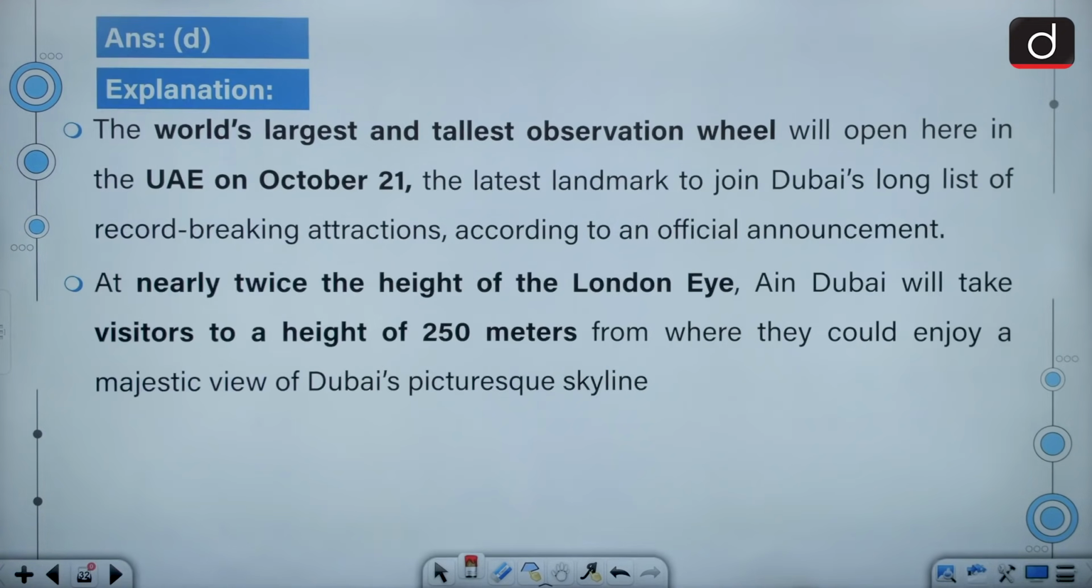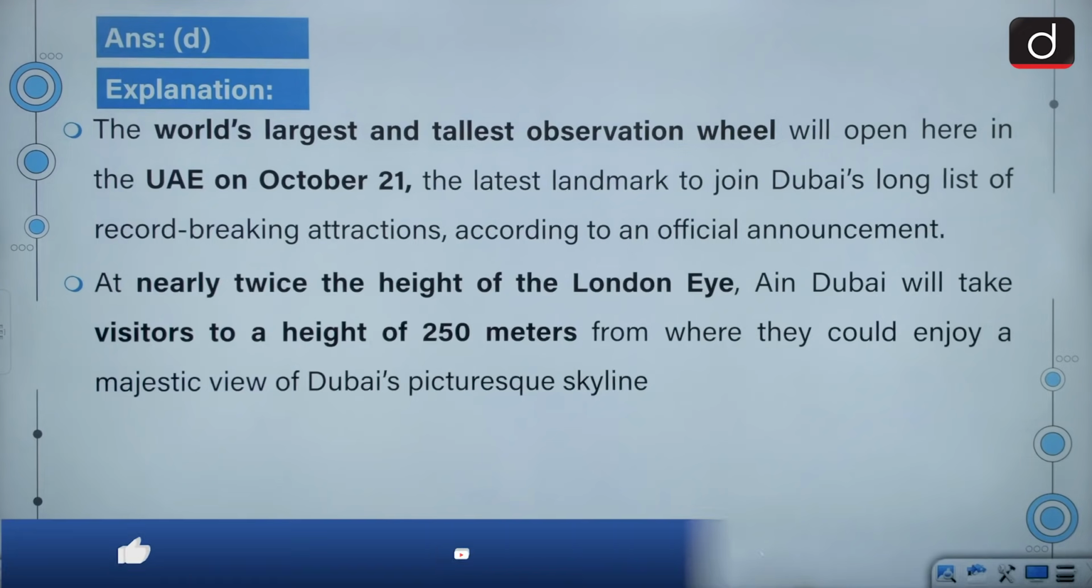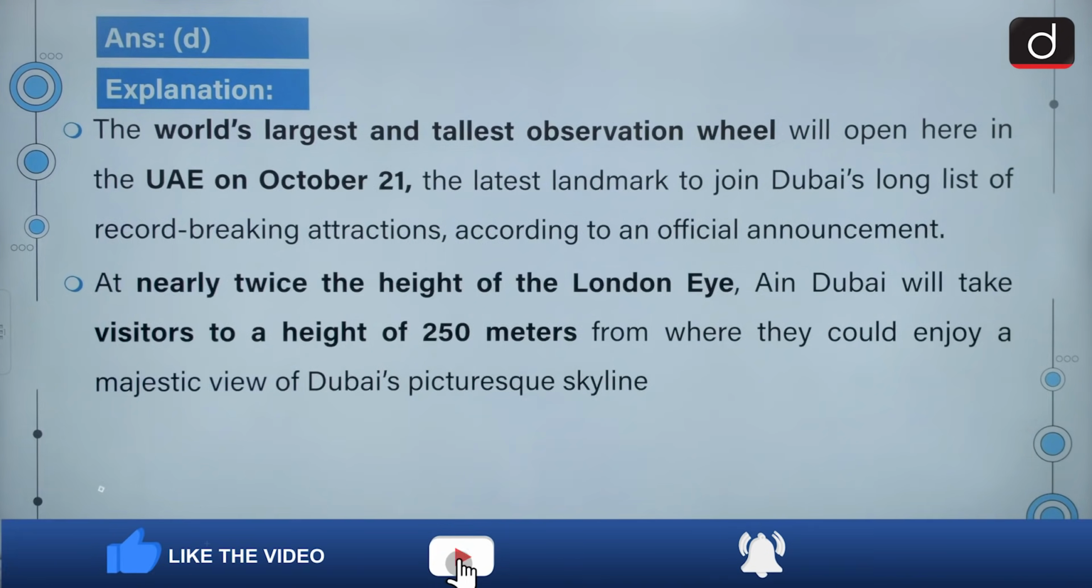The world's largest and tallest observation wheel will open here, that is in the UAE, on October 21st, the latest landmark to join Dubai's long list of record-breaking attractions at nearly twice the height of the London Eye. Ain Dubai will take visitors to a height of 250 meters, from where they could enjoy a majestic view of Dubai's picturesque skyline.